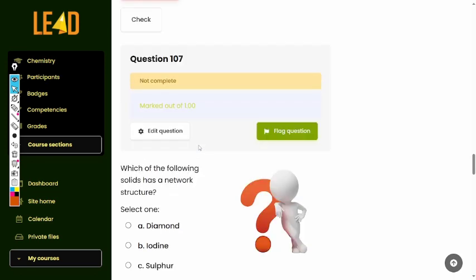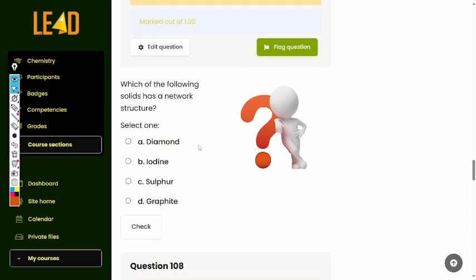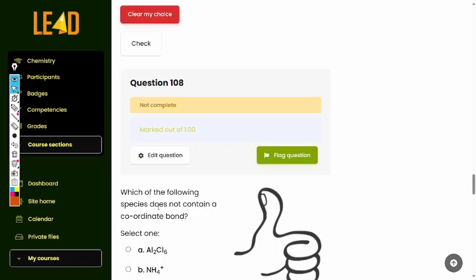107. Which of the following solids has a network structure? Okay, so a network structure would be diamond. So diamond is carbon atoms bonded together, and it gives you a kind of network structure between the carbon atoms. That's why the answer is diamond. For graphite, you have more of a layered structure there. So the carbon atoms are more arranged in layers. Diamond is very strong and very hard because the structure between the carbon atoms is very strong, and it's a giant covalent compound because of the network between the carbon atoms. The answer is A.